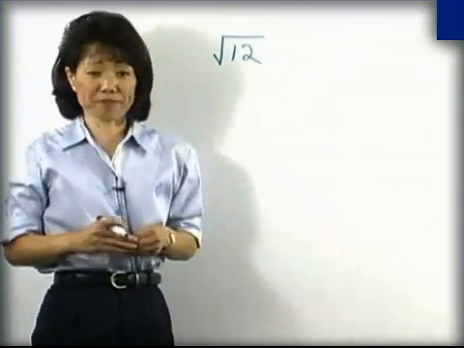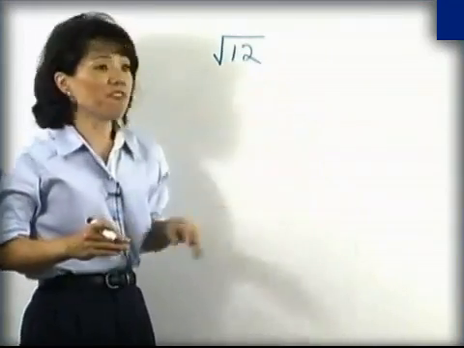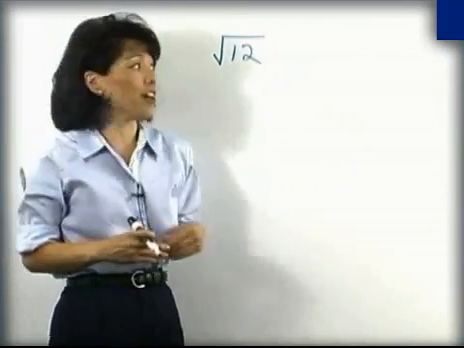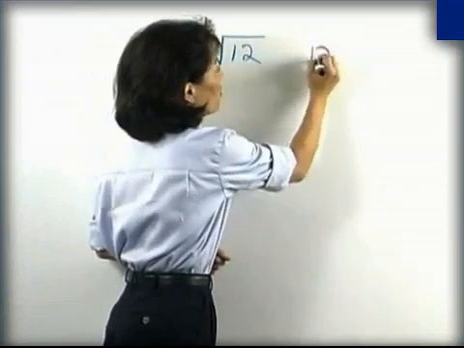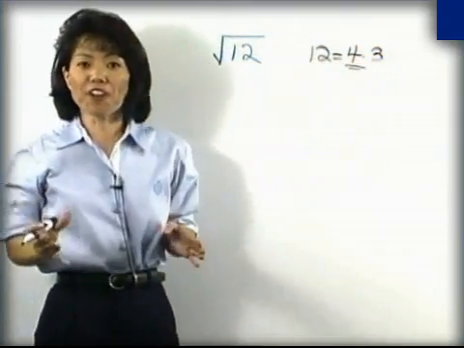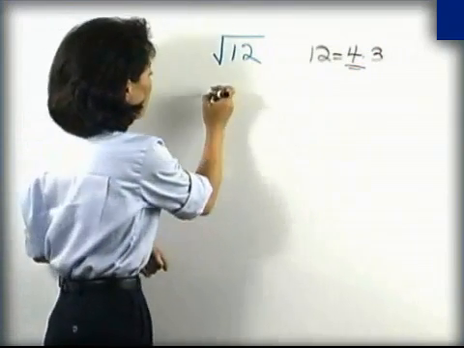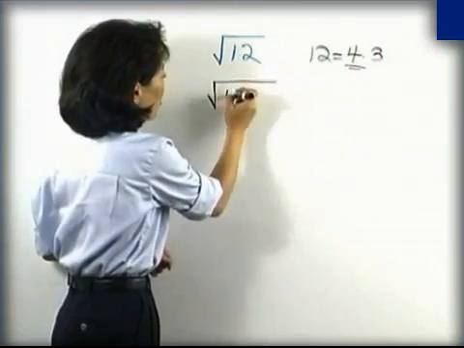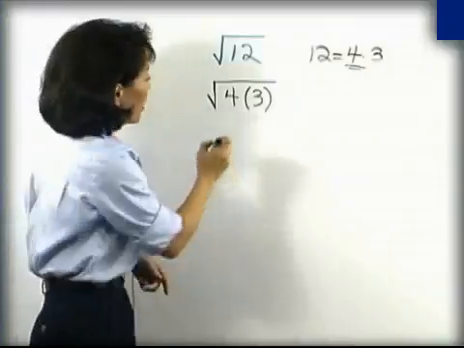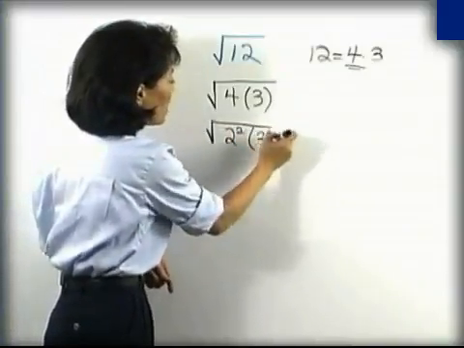12 isn't too bad, is it? Not that big of a number. In fact, what perfect square is a factor of 12? That's right, it's 4. So I'm going to say that 12 is 4 times 3. The reason why I choose 4 is because 4 is a perfect square. I rewrite this expression as 4 times 3, which I know 4 is 2 squared. So this becomes 2 squared times 3.